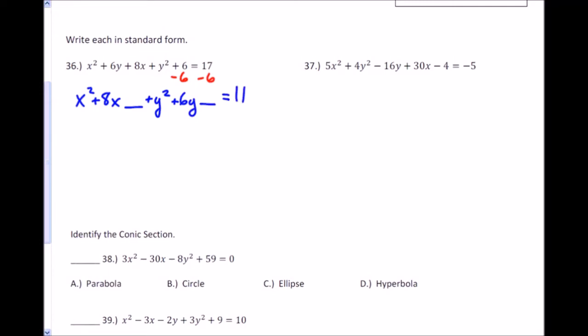And now I fill in the blank: b divided by 2, and square it. So here I've got to add a 16. Here I have to add a 9. But remember, whatever I do to one side, I have to do to the other side. So I have to add the 16 and the 9 to this side as well.